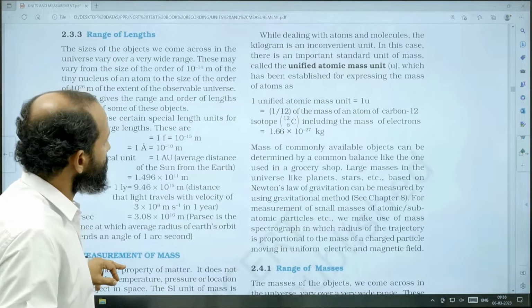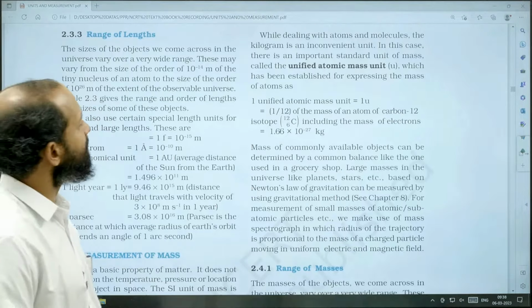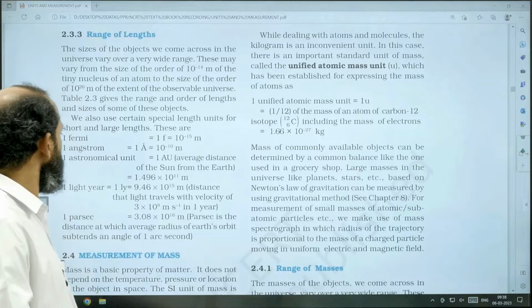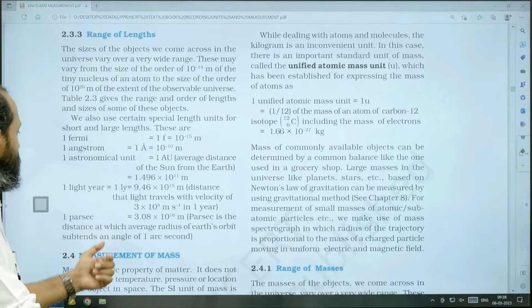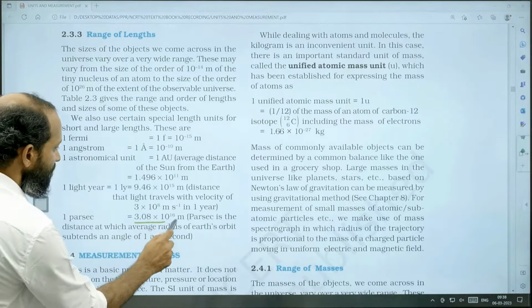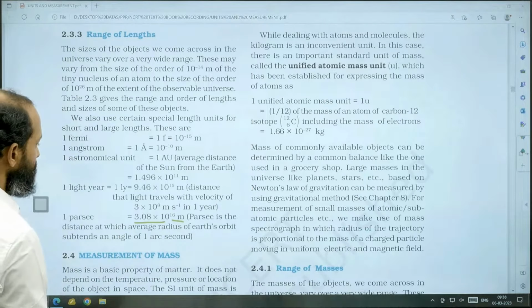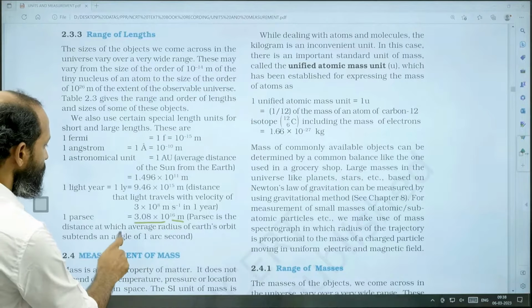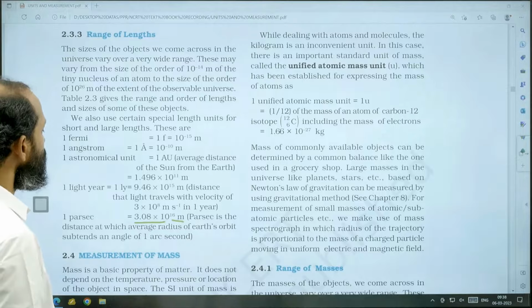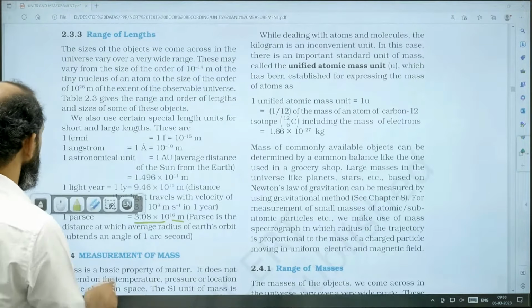Now, length, mass and time measurements. Ranges of lengths. The biggest unit of length is the parsec. 1 parsec is equal to 3.08 into 10 to the power 16 meter. Parsec is the distance at which the average radius of Earth's orbit subtends an angle of 1 arc second. Let me explain that.